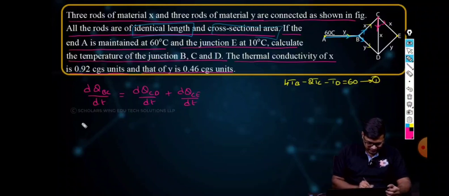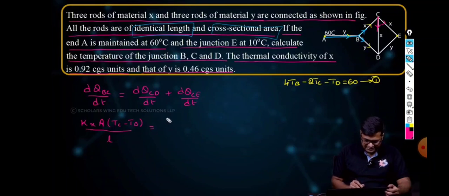Okay, so dQBC, that is Kx A delta theta, that is temperature at C minus temperature at B by L, is equal to CD, it is made of X again. So Kx A by L times TD minus TC plus dQCE by dt.